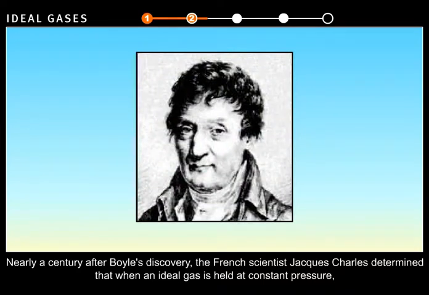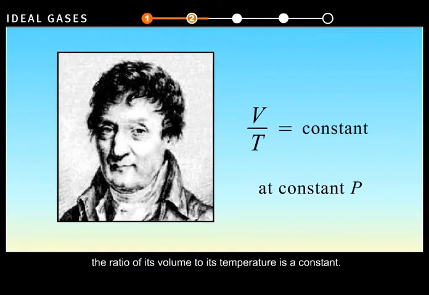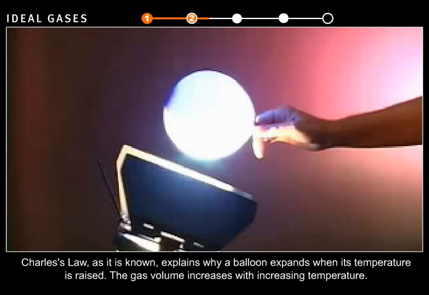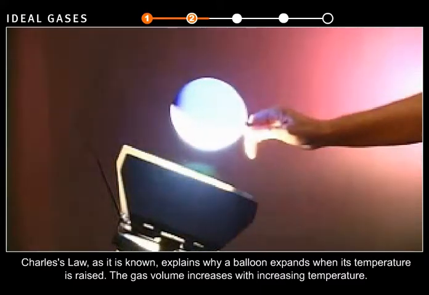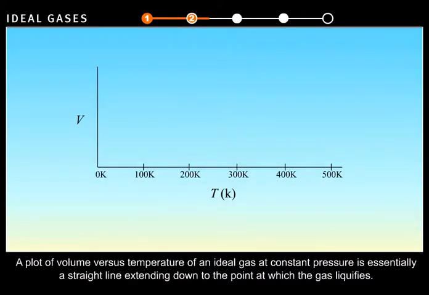Nearly a century after Boyle's discovery, the French scientist Jacques Charles determined that when an ideal gas is held at constant pressure, the ratio of its volume to its temperature is a constant. Charles's law, as it is known, explains why a balloon expands when its temperature is raised. The gas volume increases with increasing temperature. A plot of volume versus temperature of an ideal gas at constant pressure is essentially a straight line extending down to the point at which the gas liquefies.